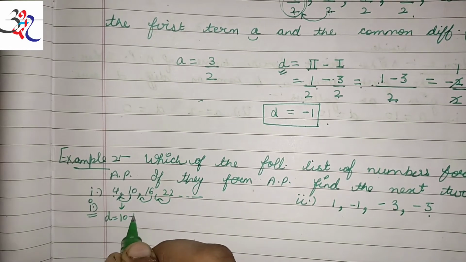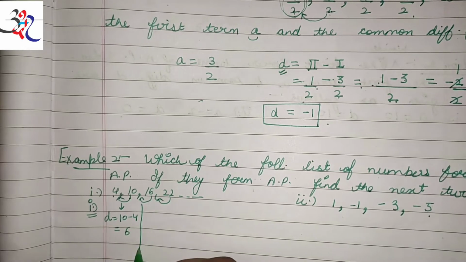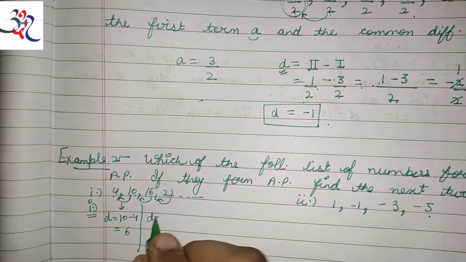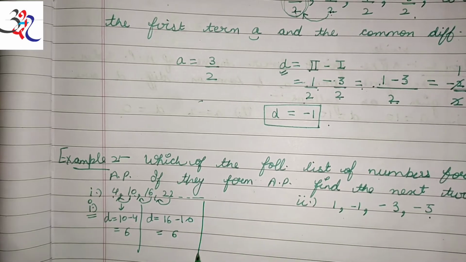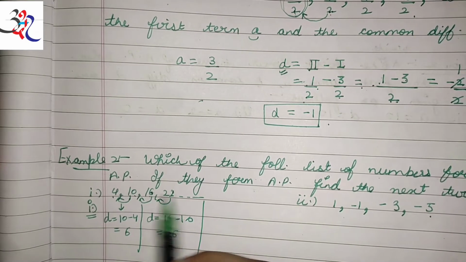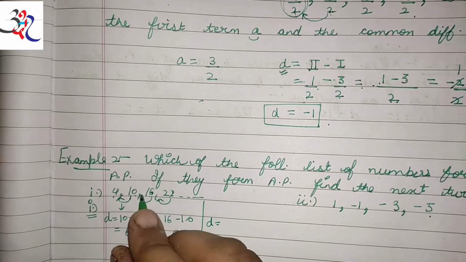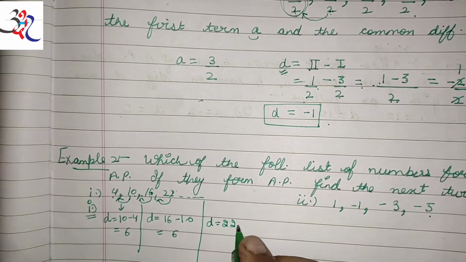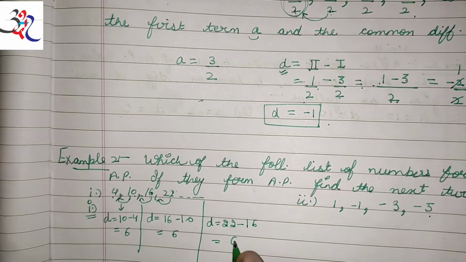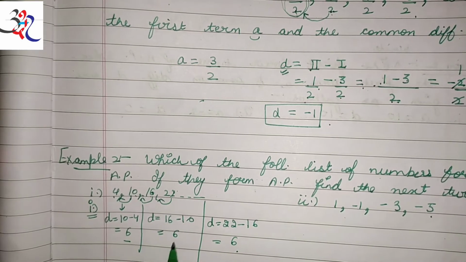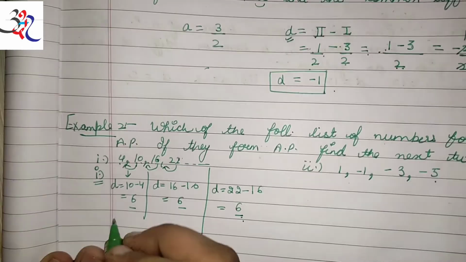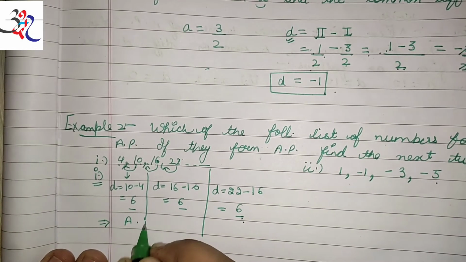10 minus 4, which is equal to 6, and the common difference between the next term is 16 minus 10, which is also equal to 6, and the next terms are what? Next terms are 16 and 22. So it will be 22 minus 16, which is equal to 6. So common difference is coming as 6. So that means this is forming an AP.